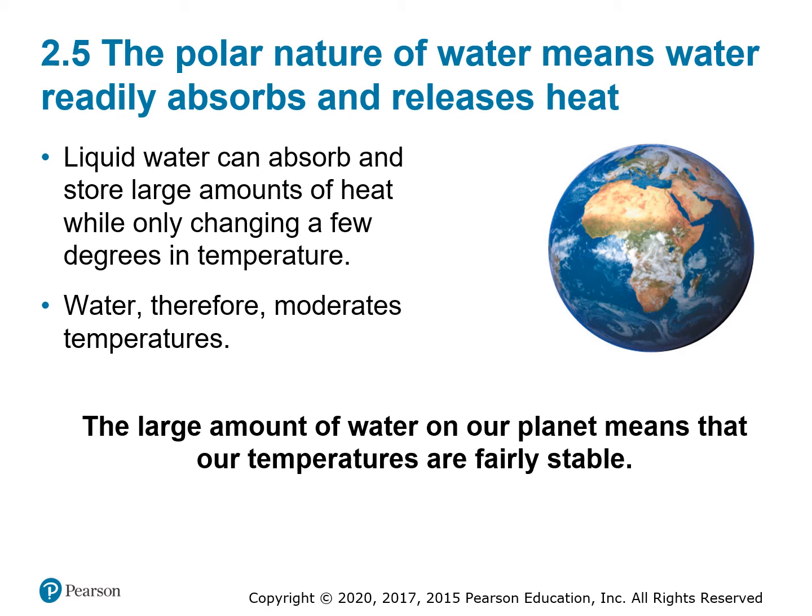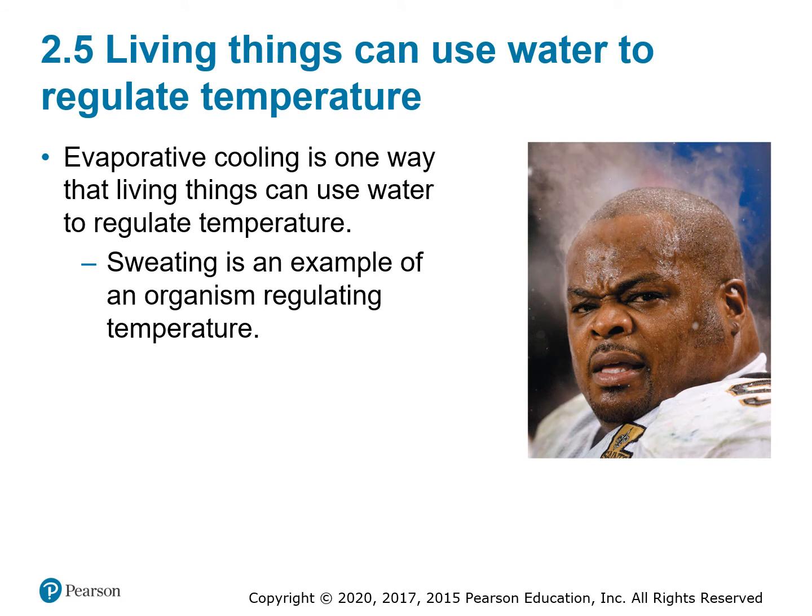The other thing is that the polar nature of water means that water readily absorbs and releases heat. So liquid water can absorb and store large amounts of heat while only changing a few degrees in temperature. So this is important because water can moderate temperatures. So the large amount of water on our planet means that our temperatures are fairly stable. Living things can also use water to regulate temperature. So evaporative cooling is one way that living things can use water to regulate temperature. So that when we sweat, when we're hot, that process of sweating and the water evaporating actually serves to cool us down, regulating our temperature.